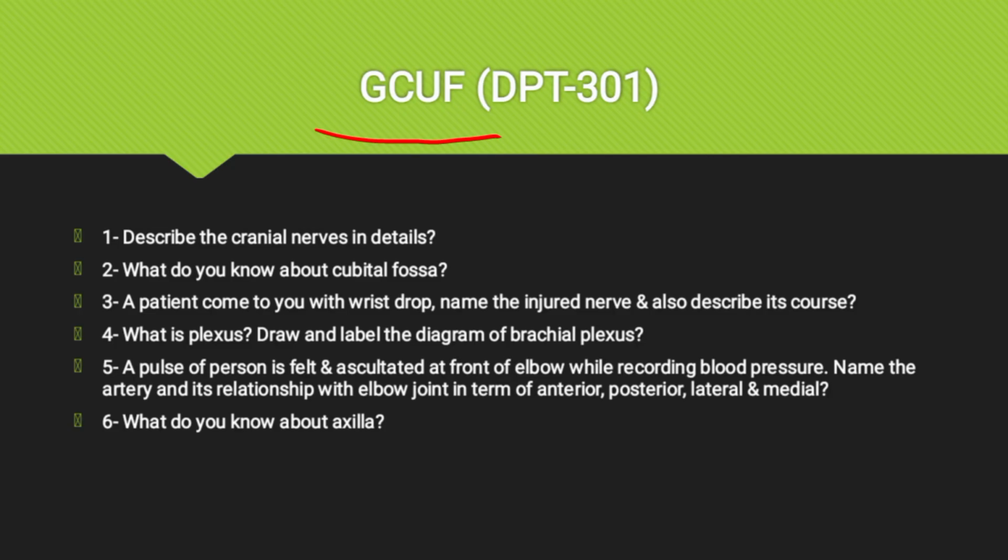First question is: describe the cranial nerves in details. There are 12 pairs of cranial nerves. Their names and their details are written in this question answer. Describe the cranial nerves in details.